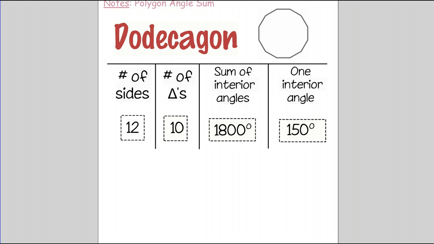Now, here's the most important part of today. Each time, how did the number of sides relate to the number of triangles? How did those two numbers relate every time? Minus 2.